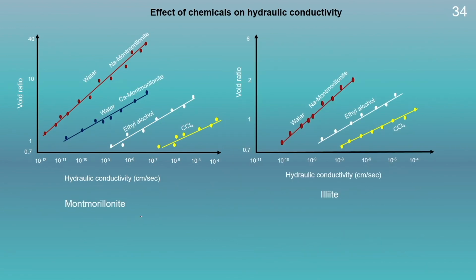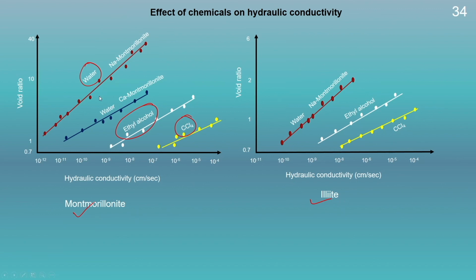If we compare the hydraulic conductivity of different minerals in the presence of different pore fluids, we could see different trends here. Say for example, in this case we have taken montmorillonite and illite, and the hydraulic conductivity has been compared for water, ethyl alcohol and carbon tetrachloride. So here we could see that for montmorillonite, the hydraulic conductivity keeps on increasing.